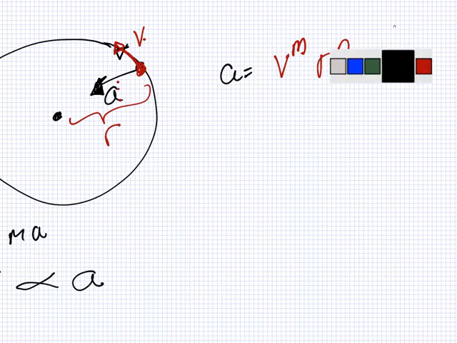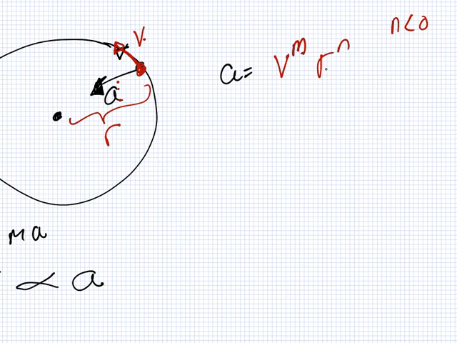But I think the N should be negative because it should be in the denominator. And I think the M should be positive. Well, that's what I think. So let's see what we get. If I write it like this, A equals V^M over R^N, like that. We can figure out the powers by looking at the units.